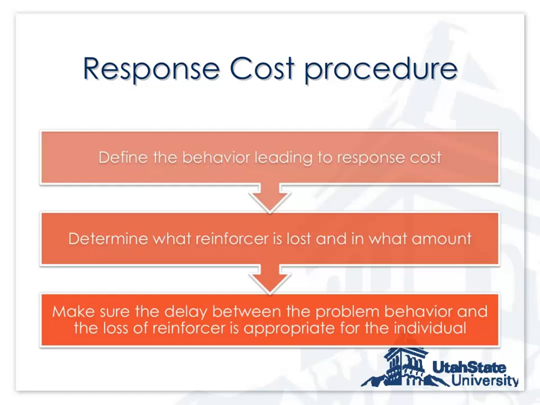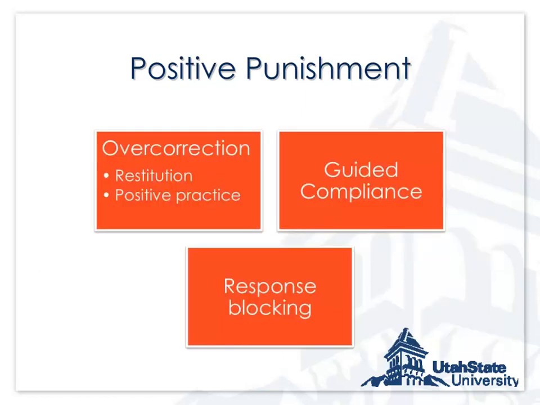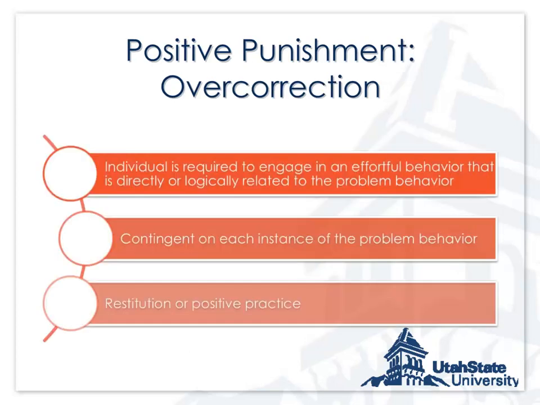Before implementing this procedure, you will need to make sure that the delay between the problem behavior and the loss of the reinforcer is appropriate for the individual. For young children or individuals with severe developmental disabilities, it is best to have an immediate reinforcer loss. Next, we will review several procedures based on positive punishment. These are overcorrection, contingent exercise, guided compliance, and response blocking.